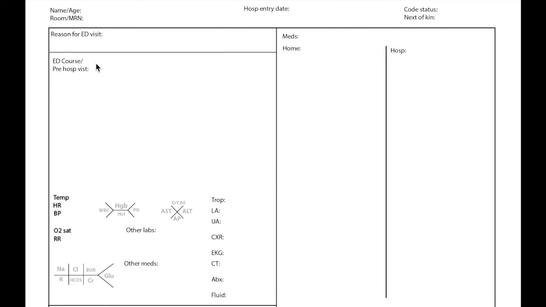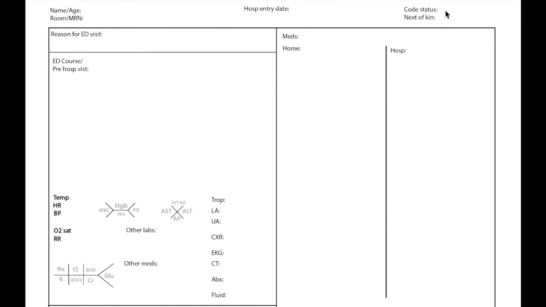So let's get started. On the top, I have their name, age, what room they are in, and their medical record number. The other information I really like is the hospital entry date, because a lot of times patients are in hospital for many days and you lose track of when they came to the hospital. So I always like to be mindful of when they came in. The other reason is that way I'm prioritizing my discharge as well. If someone has been in hospital for too long, then I'm really trying to think, why is this patient not being discharged and what can I do to make the patient discharged sooner.